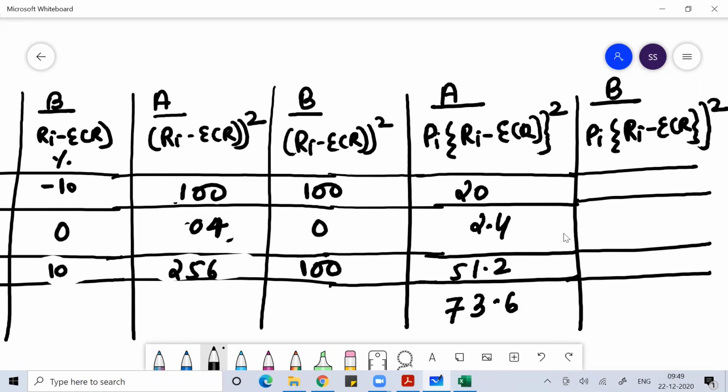So 100 into 0.2 means 20. Then this would be 0. Then 20. So this would be 40. Clear everyone?